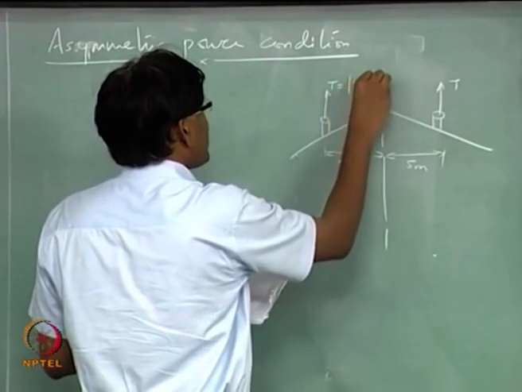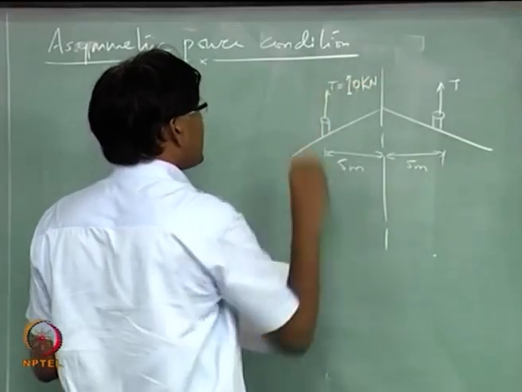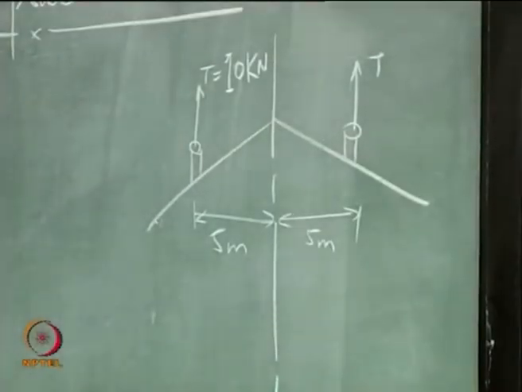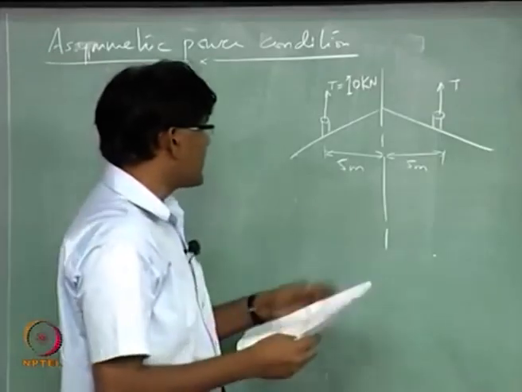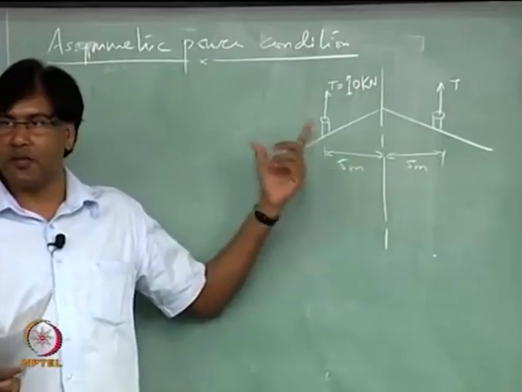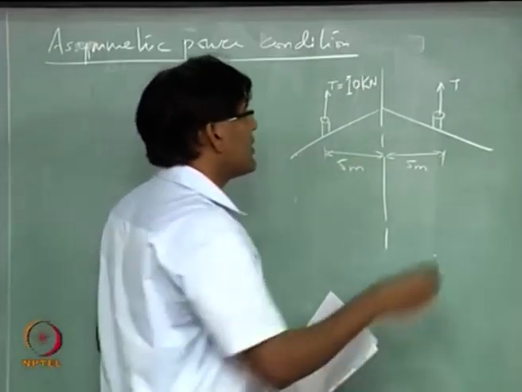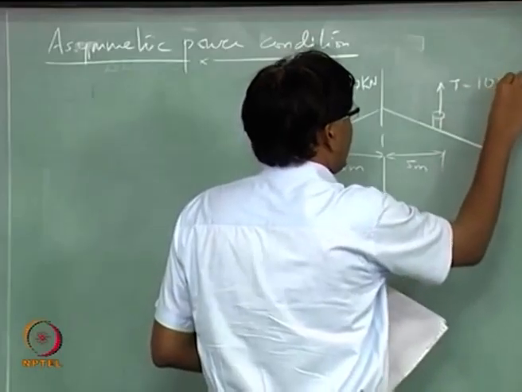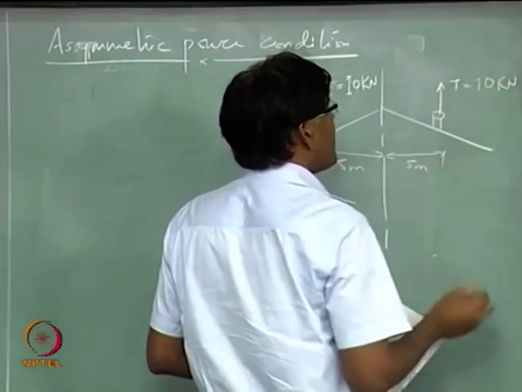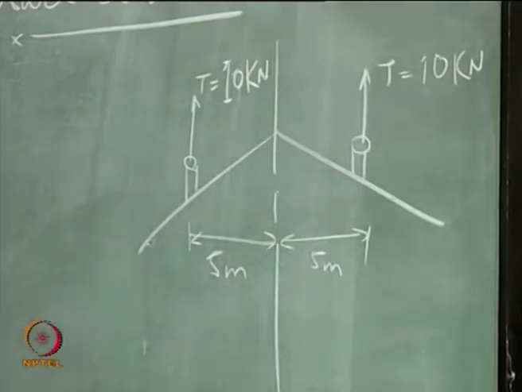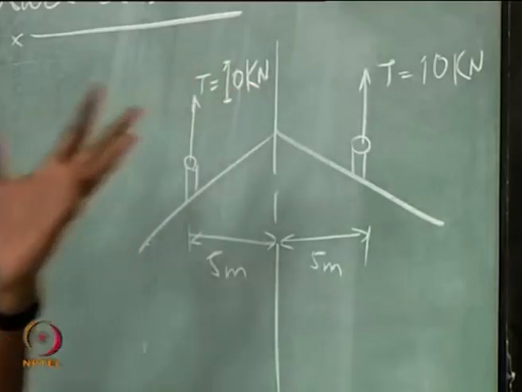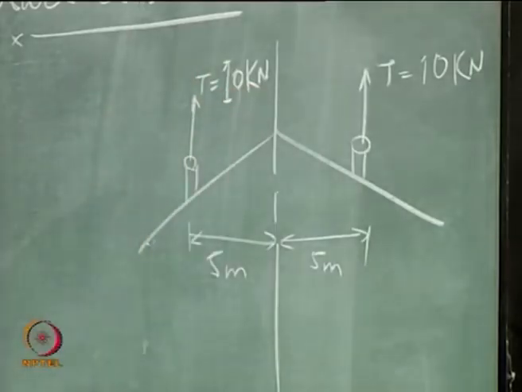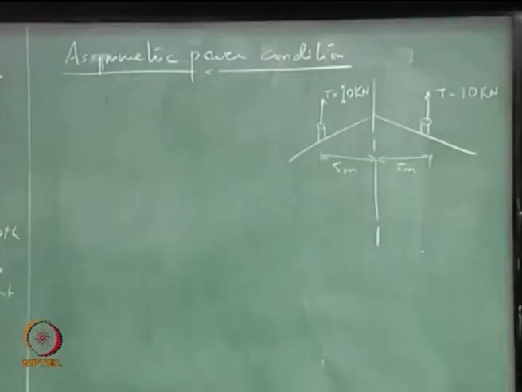So, each engine is producing thrust which is 10 kilonewton, and the engine is located at a distance of 5 meter from the center line. Alright. So, one engine runs out, that means you have an unbalanced yawing moment.